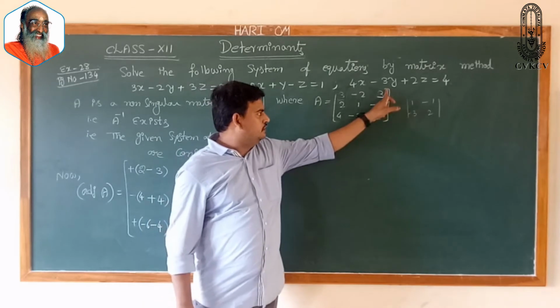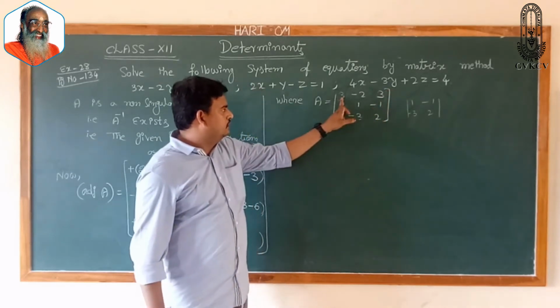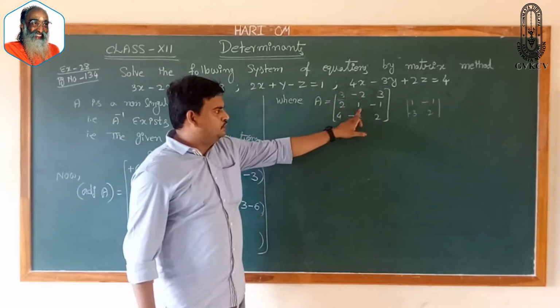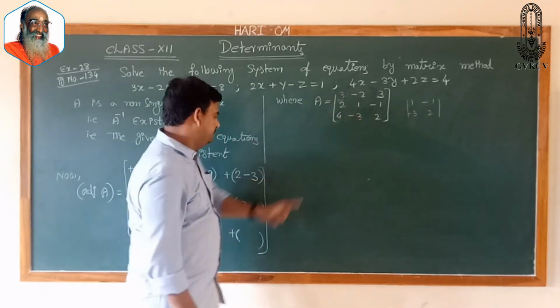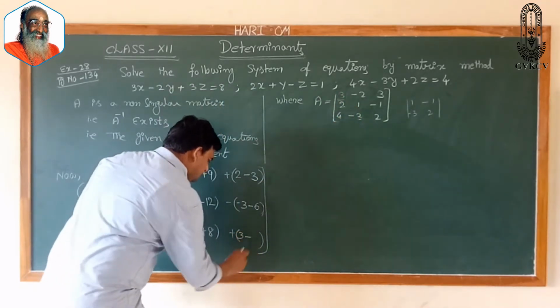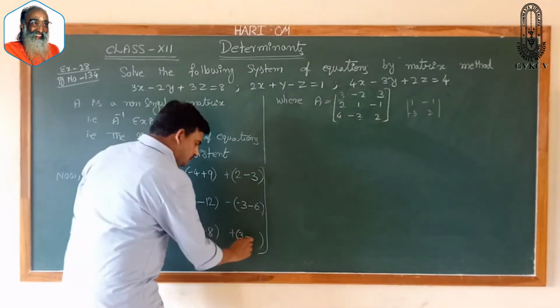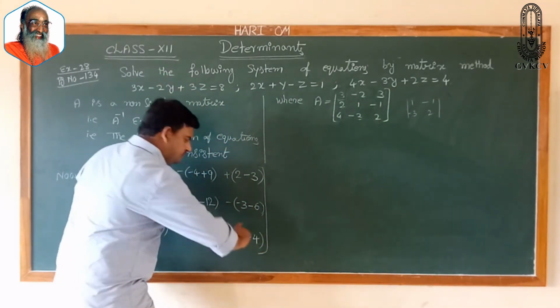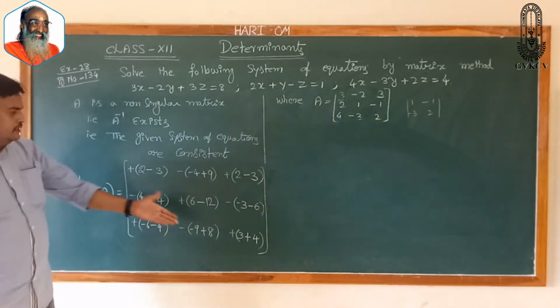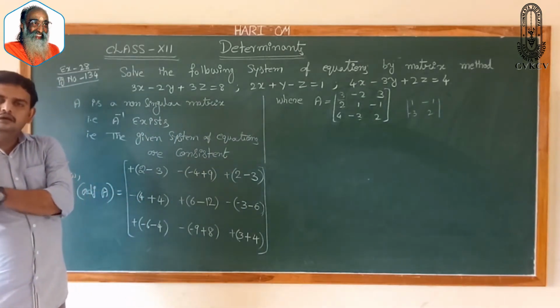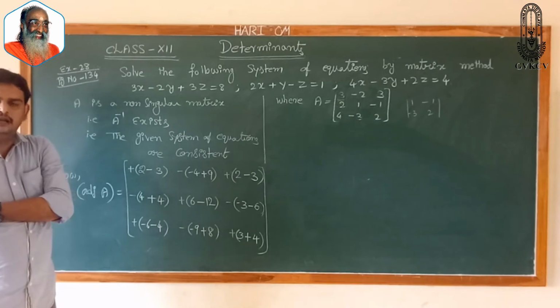Leaving the corresponding row, corresponding column, we have 3, minus 2, 2, 1. 3 1s are 3. Minus 2 into minus 2, minus 4. So minus of minus becomes plus 4. So directly we are finding the adjoint of a matrix.